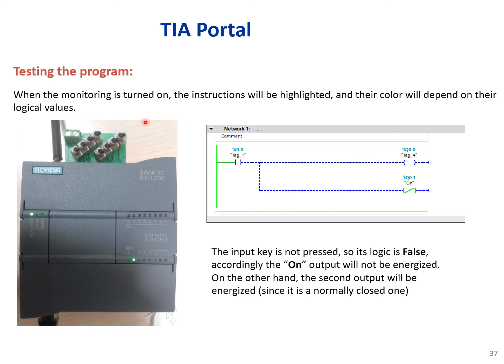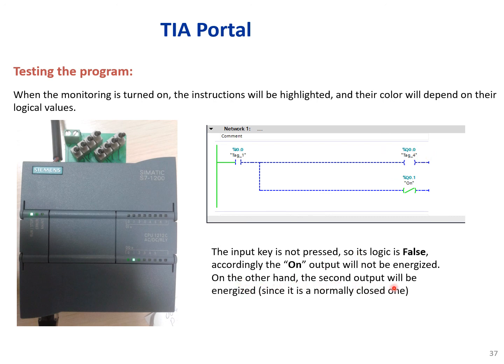program. When the monitoring is turned on, the instructions will be highlighted and their color will depend on their logical value. So when it is blue, it means that the contact or coil is false, and when it is green, it means that it has a true status. The input key, or this one, is not pressed, so its logic is false. According to that, the output will not be energized, so this one will not be energized, as you could see, it is false.